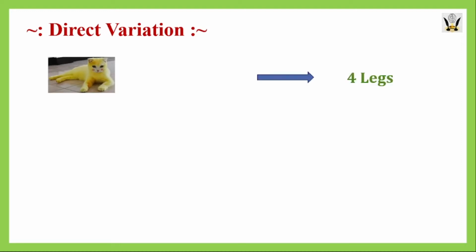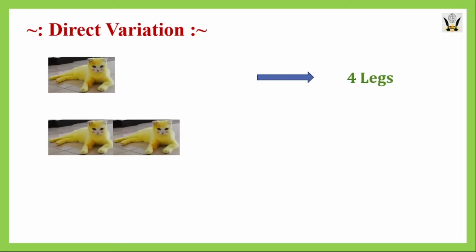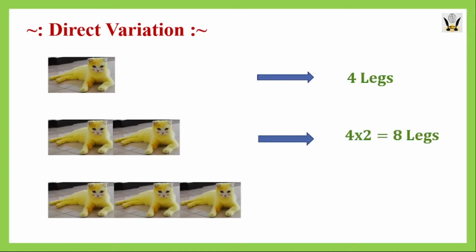We will start with direct variation first. We know that a cat normally has 4 legs. Now, if we increase the number of cats by 1, that means 2 cats in total will have 8 legs. Now, if we increase the number of cats by 1 more, then we have 3 cats. So the number of legs will be increased by how many? It will be 12 legs.